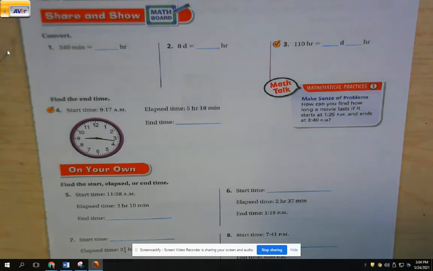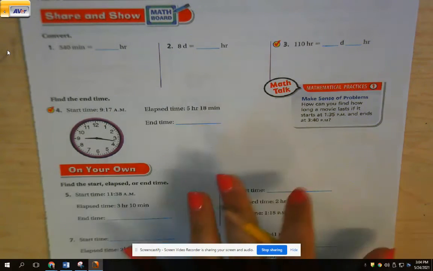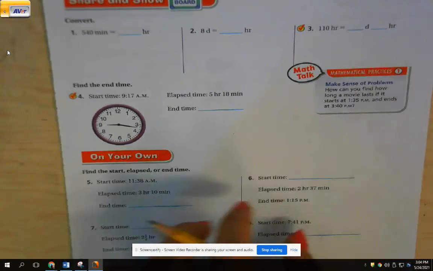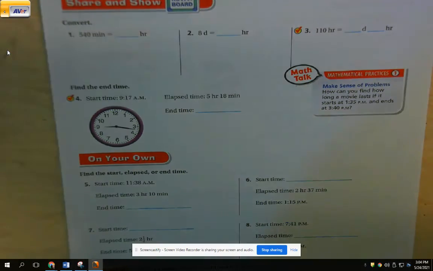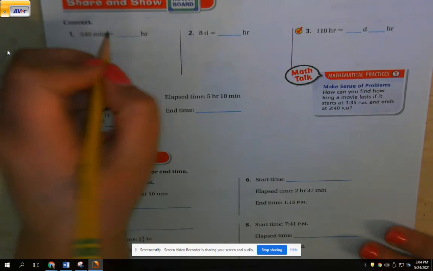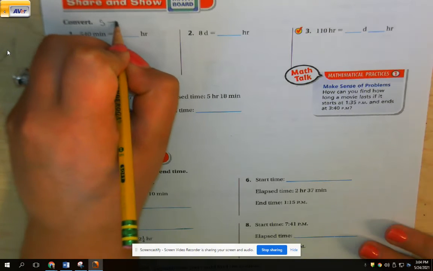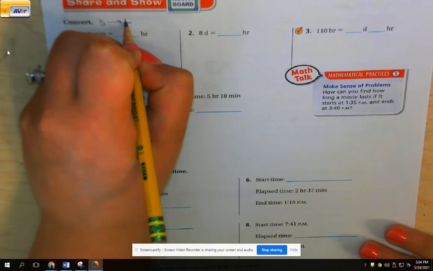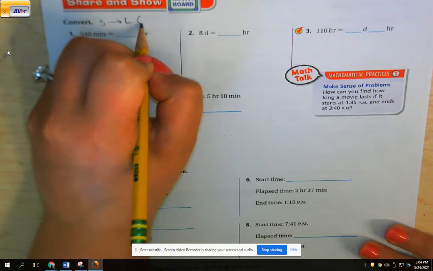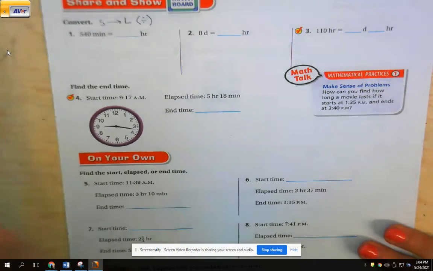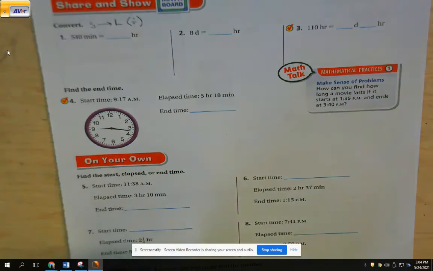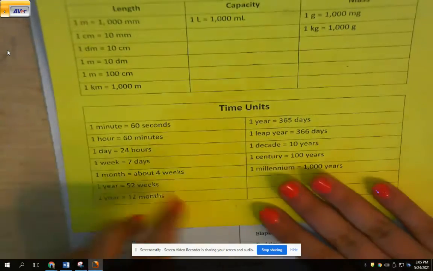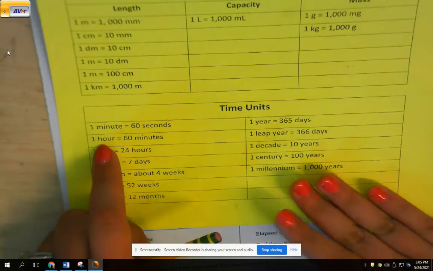So for number 1, they want us to convert 540 minutes into hours. So let's take a look at what we know. We are going from a smaller unit to a larger unit, right? We're going from minutes to hours. So that means we'll have to divide. Let's take a look at how many minutes are in 1 hour. Oh, look, there are 60 minutes in 1 hour.